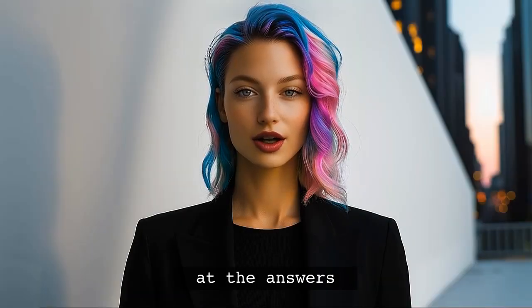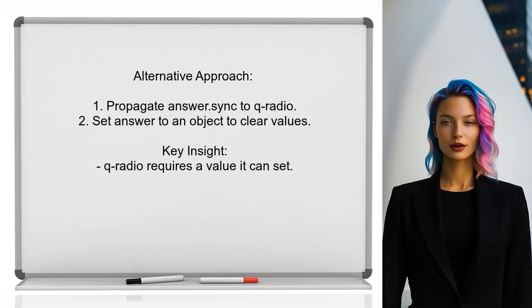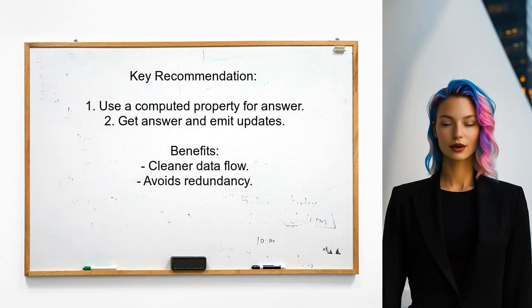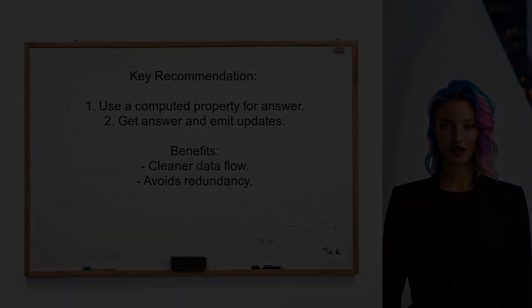Now let's look at the answers provided by other users. An alternative approach suggests that the answer.sync modifier can work effectively if you propagate it down to the QRadio component. To clear values, it's recommended to set the answer to an object instead of null, as it needs to be assignable. The user also recommends using a computed property for the answer, which simplifies the data flow. This computed property can get the answer and emit updates, encapsulating the logic more neatly than using a watcher.